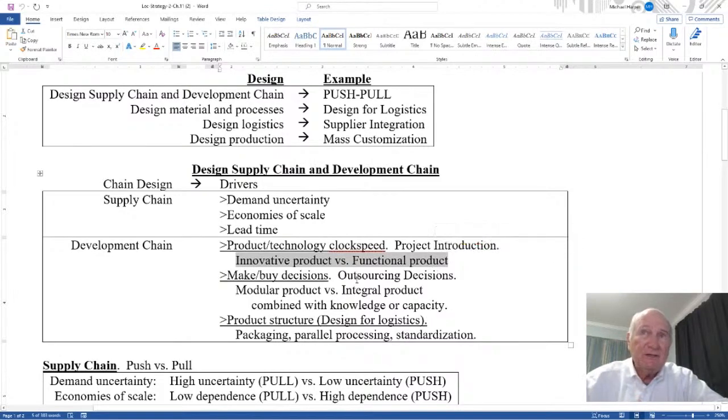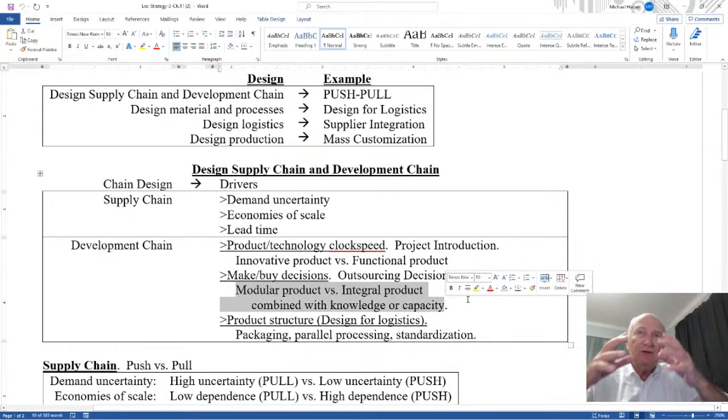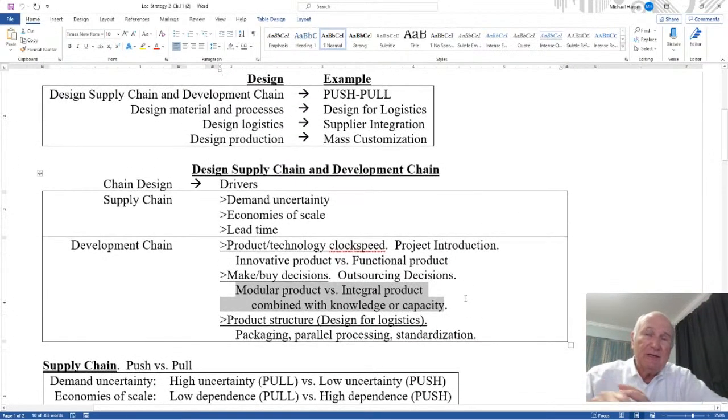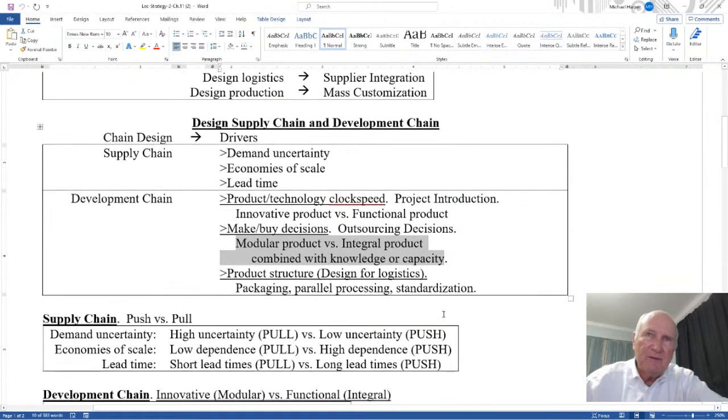Or the make-buy decisions, outsourcing your decisions. Is it modular? Is it integral? Combined with knowledge and capacity? So therefore, how is it going to be coordinated with third parties, or RSP, or other types of alliances? And finally, and especially, the pandemic heightened the reliance on alliances because you needed to trust your upstream and downstream partners and partnerships.